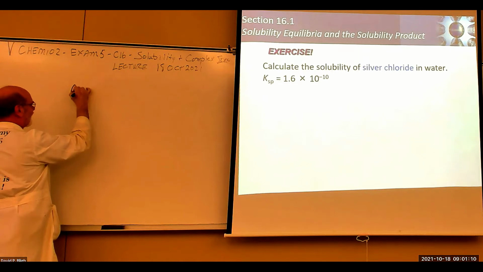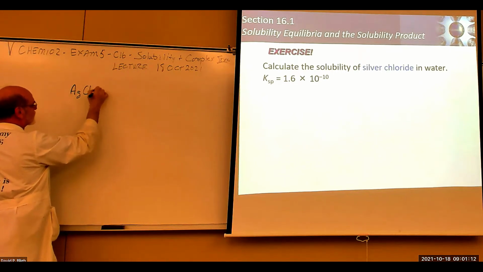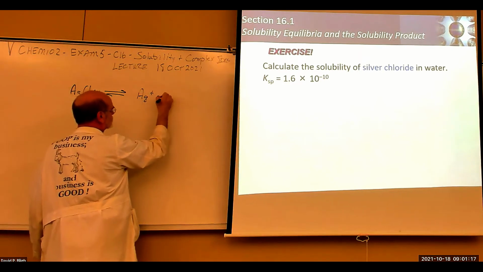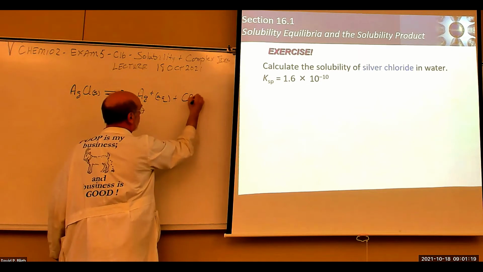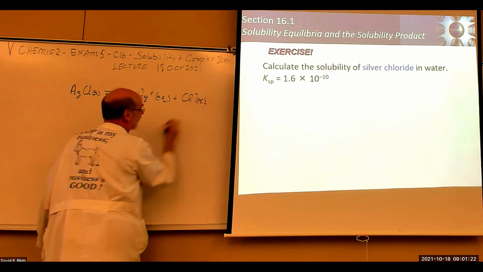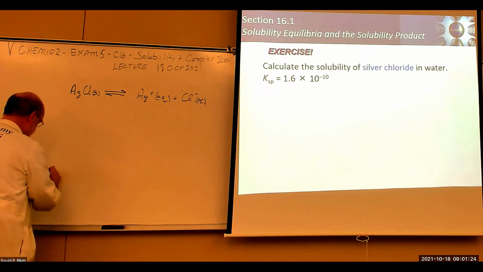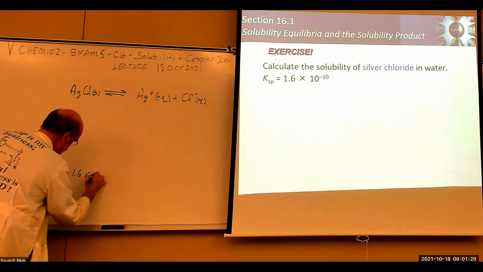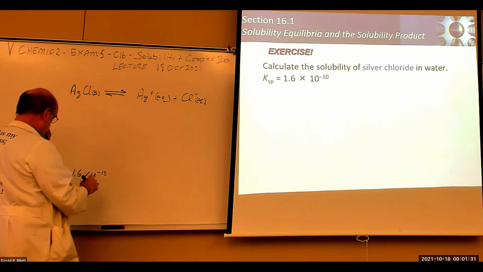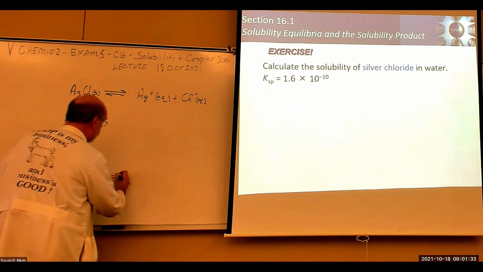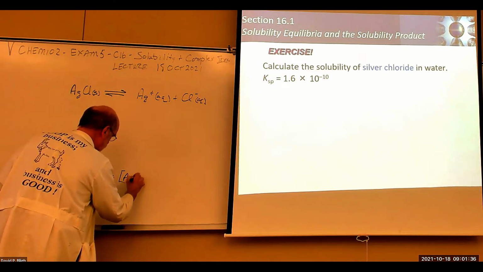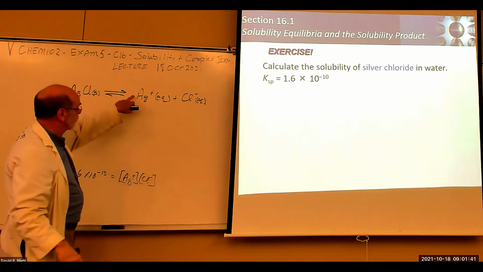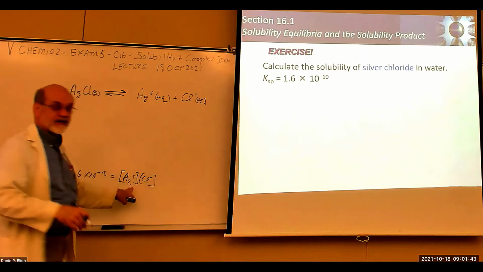Silver chloride solid will produce silver ions and chloride ions. Okay? And KSP is 1.6 times 10 to the minus 10. Now, what does that mean? That means silver times chloride, right? Because we have a coefficient of 1 and 1. So that's it. That's all of them.